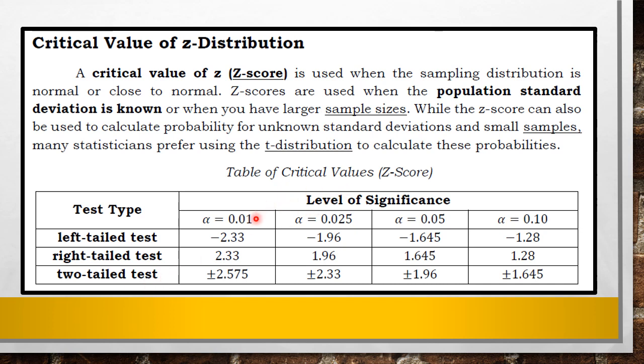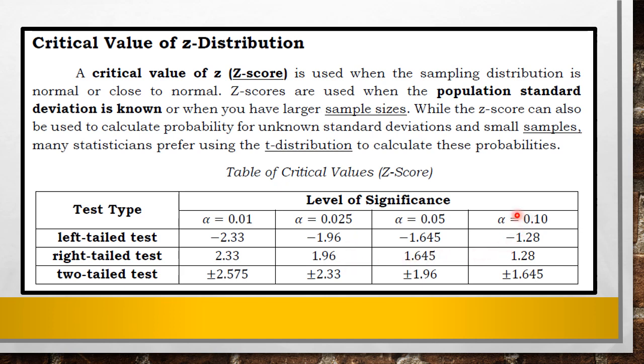So, ang alpha level for an instance, 0.01, ito po yung magiging value kung left-tailed test, negative 2.33. Dito naman, sa 0.025, ang right-tailed test niya is 1.96. Dito naman sa two-tailed test, 2.33, positive and negative. Tandaan, two-tailed test, positive and negative ang ginagamit kasi two-tailed test. So dalawang rejection region meron ang two-tailed test from left and right. Sa left-tailed test, dito lang po siya sa negative side lang po. Ang right-tailed test is nasa positive side naman po.